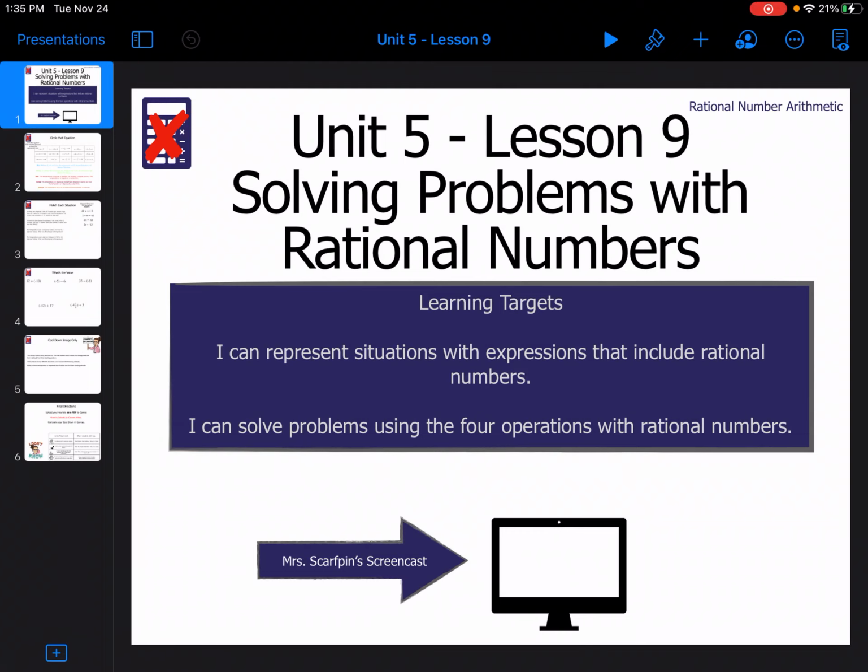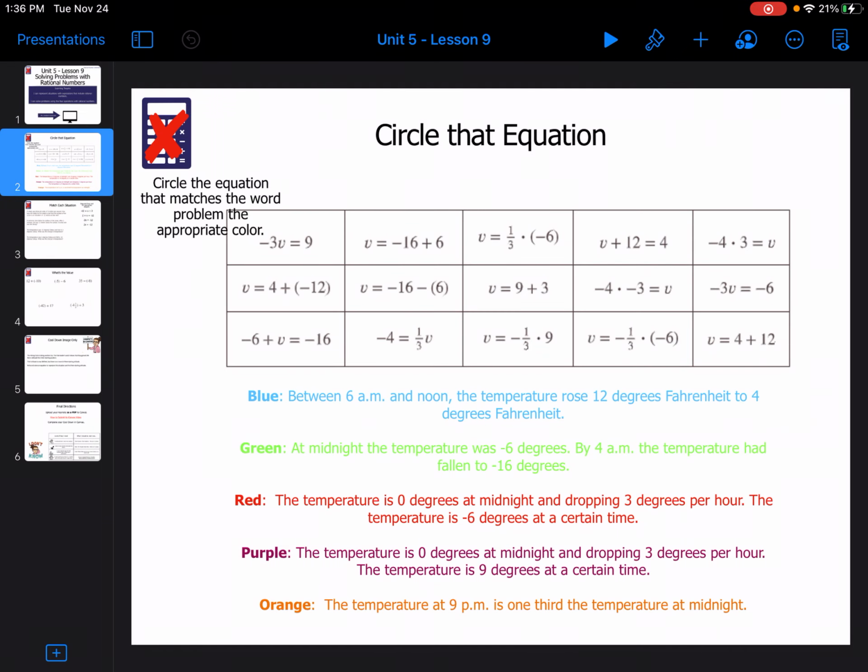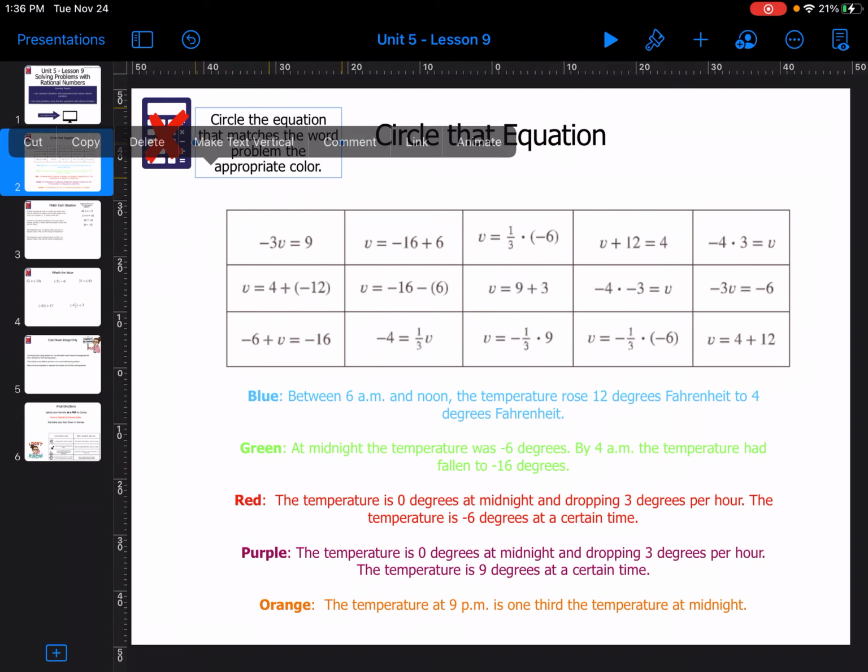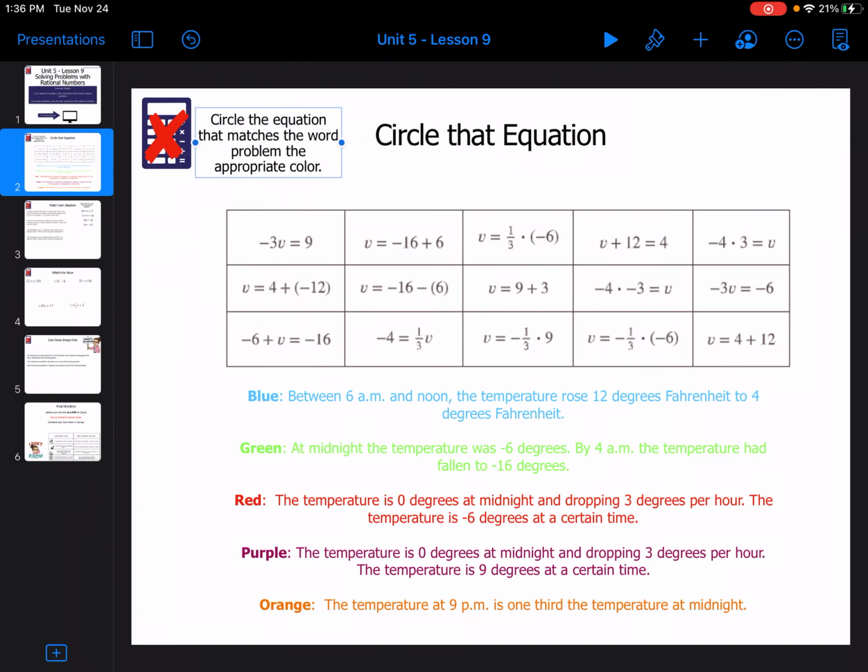Unit 5, Lesson 9, Solving Problems with Rational Numbers. So now we're just going to solve a hodgepodge of problems and equations with all four operations with rational numbers, okay? So we're going to solve each equation. It says circle the equation that matches the word problem in the appropriate color. So I want to figure out which ones of these equations match what's going on.